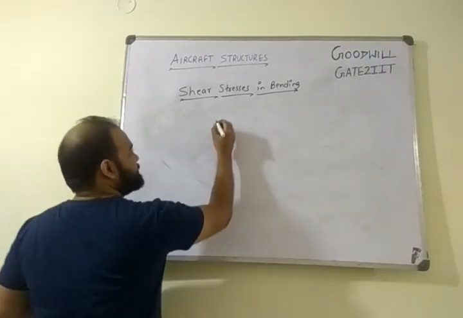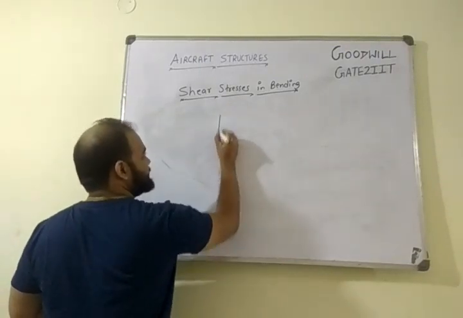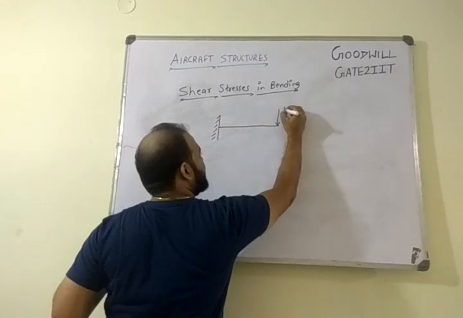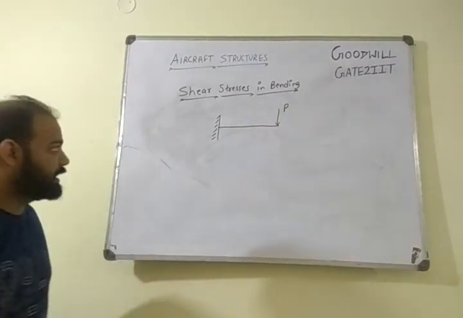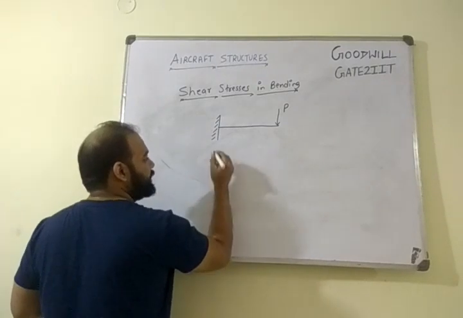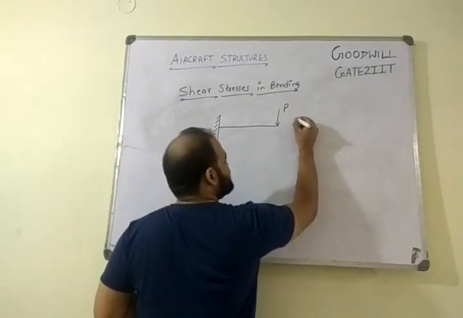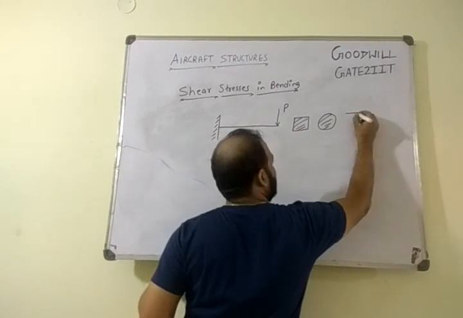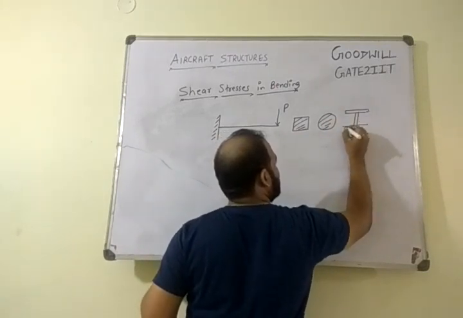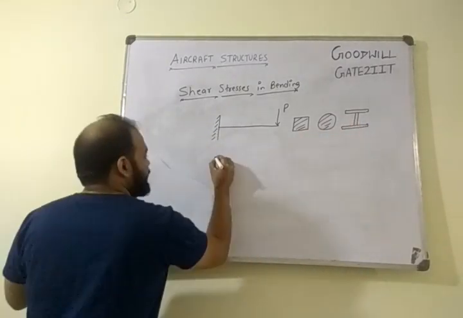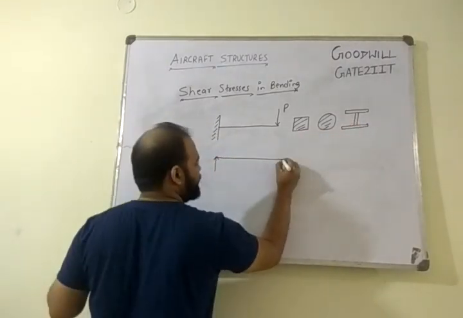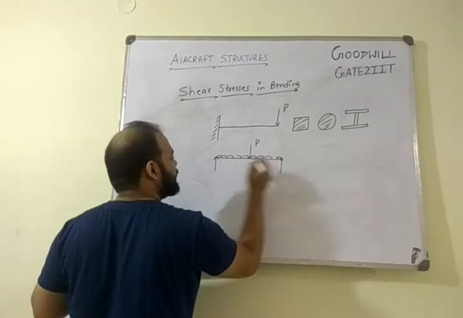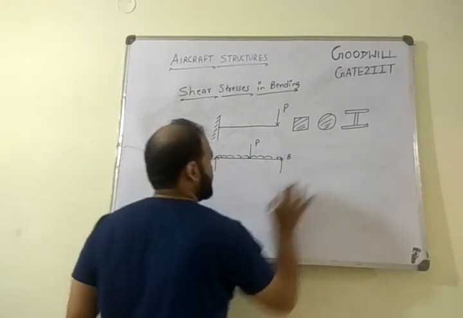I'll give you a very simple example so that you can visualize all these things. Let's say you have a cantilever beam on which a load P is acting. All of us have seen this type of beam. The cross section of this beam is, let's say, rectangular, or circular, or I section. For the time being, I'm assuming it is thick walled. Similarly, we can have a simply supported beam carrying a load P, or maybe a uniformly distributed load. This is point A, this is point B, with some cross section.